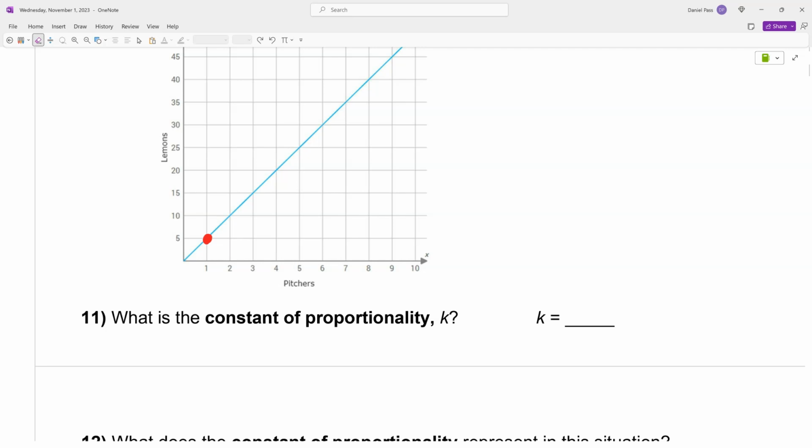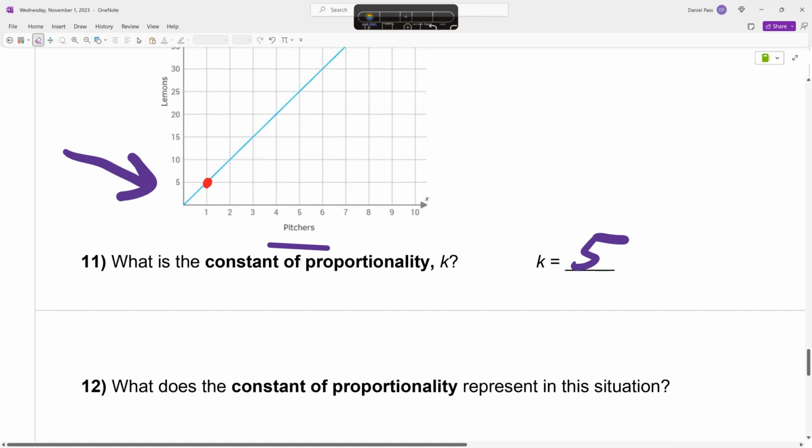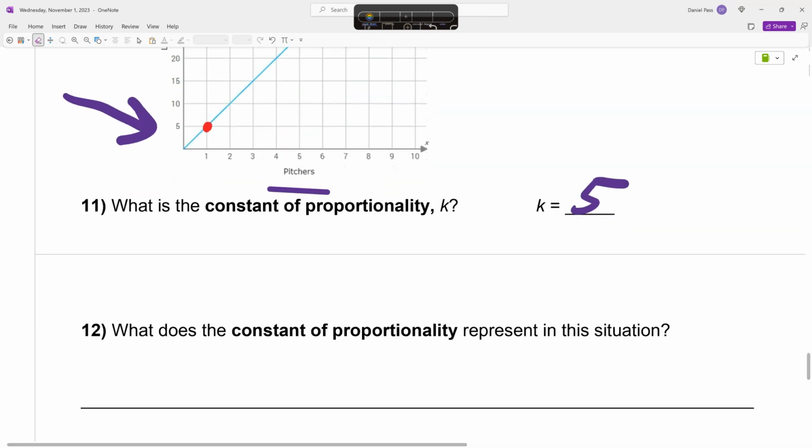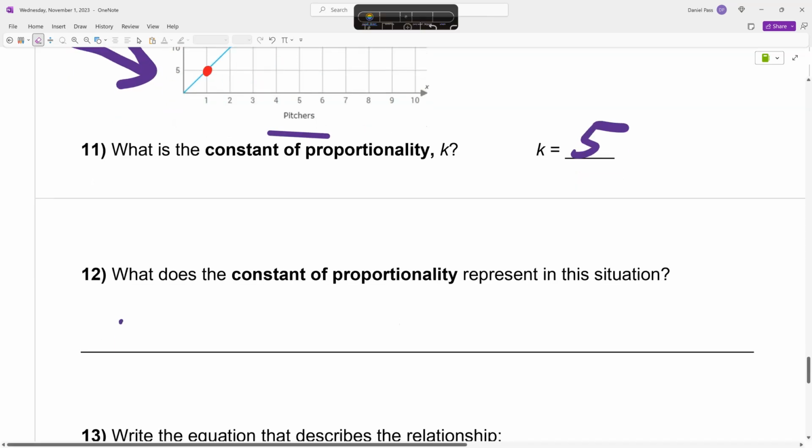Anyway, here we go. Constant of proportionality. What is it? 5, because there's 5 for every 1. And it's always the x divided by the y, right? The bottom divided by the left number. Okay, so it's 5. That's it. We just write 5. And then, what does it mean? Can anybody tell me in words, like in real life, what does it mean?